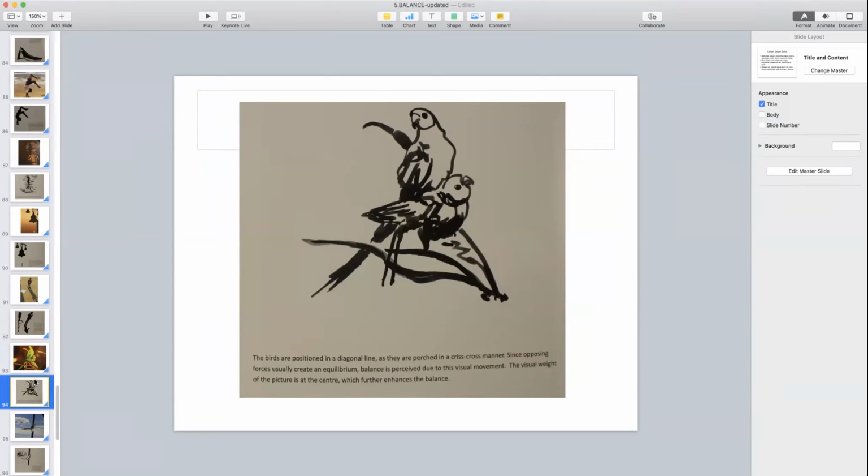The birds are positioned in a diagonal line as they are perched in a crisscross manner. Since opposing forces usually create an equilibrium, balance is perceived due to this visual movement. The visual weight of the picture is at the center, which further enhances the balance.